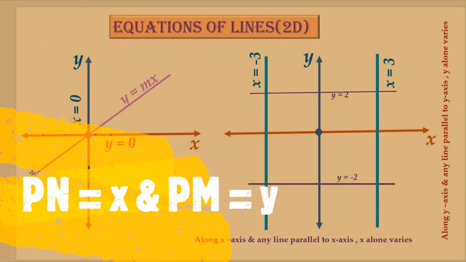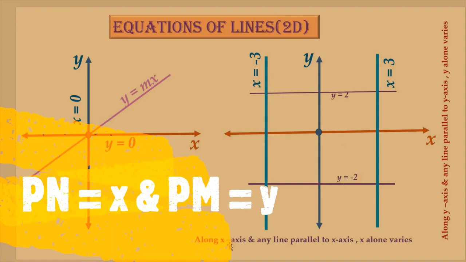And any line passing through the origin, which makes some angle with the x-axis, is given by y = mx. A line through the origin making some angle is given by y = mx. m denotes the slope. Suppose theta is the angle made by this line with the positive direction of the x-axis, then m stands for tan theta.